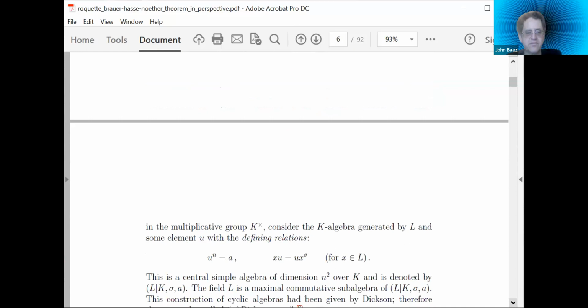I want to take this thing A here to be 1 to keep things simple. Okay. So we're going to look at the algebra over the little field generated by the field, and one extra element U, whose nth power is 1.